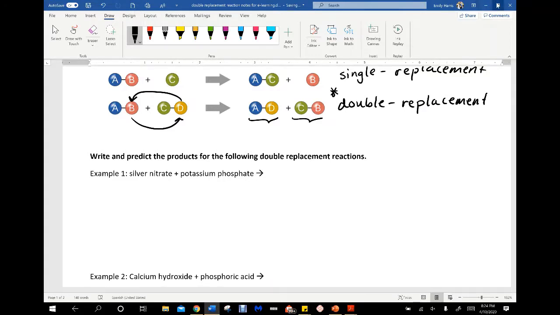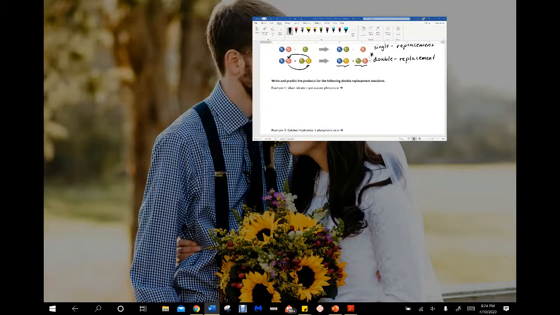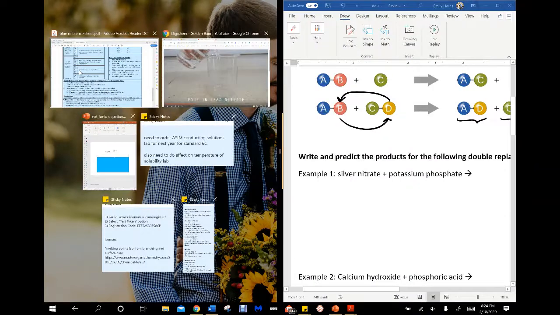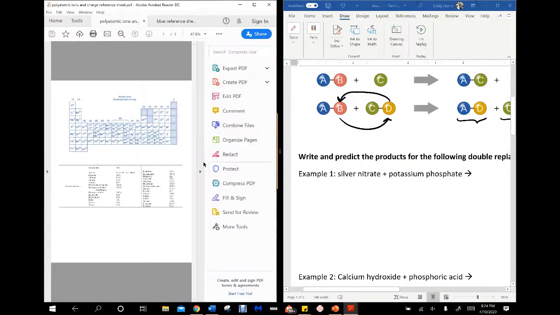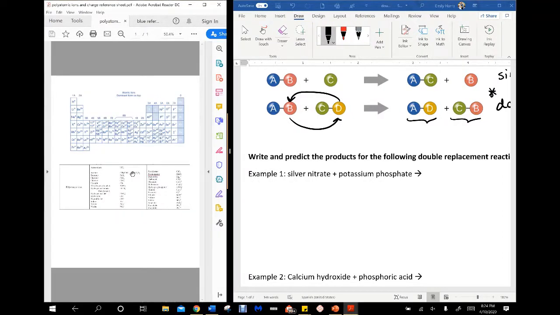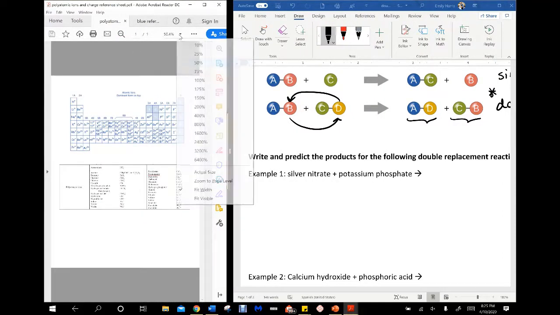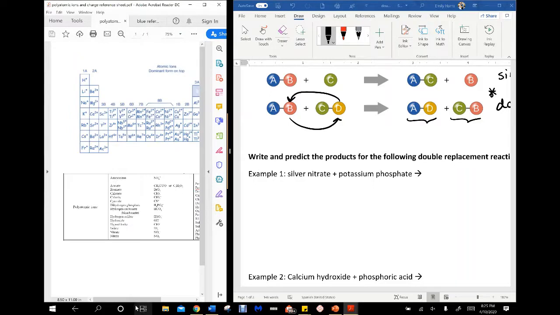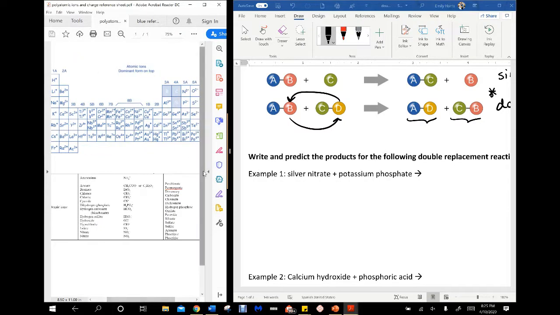If you have it available in the back of your lab manual, you'll need your blue reference sheet and your charge chart. That way you can see the different ions while we do this. So let me pull that up for us over here. There we go. All right, and so I've got it condensed on one page, where we've got our ions and then our polyatomics all right there.